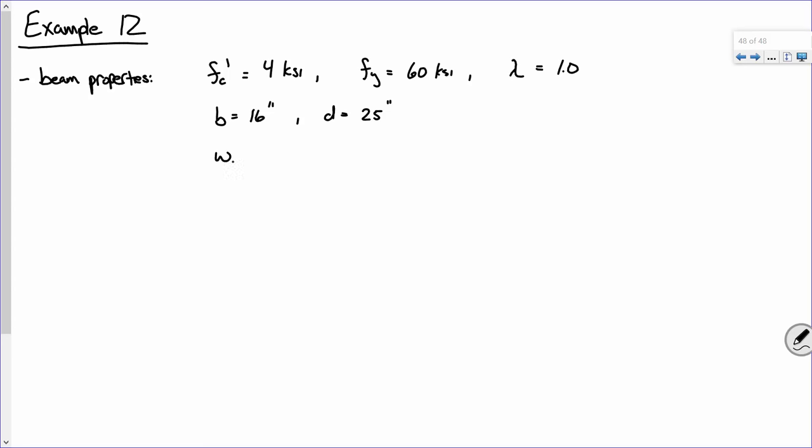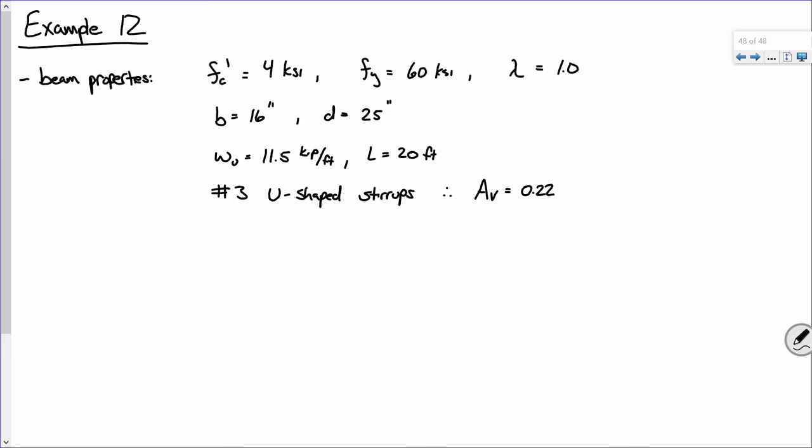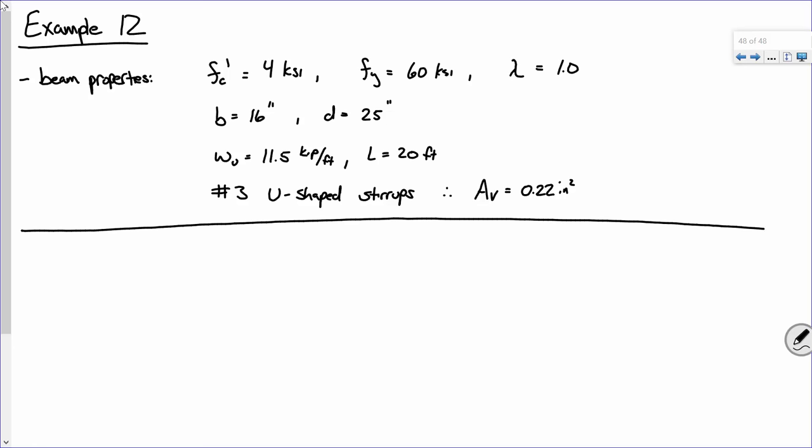Let's see, we have a distributed load, 11.5 kips per foot. Length is 20 feet. And then for this example, we're going to use number 3 U-shaped stirrups. Anybody remember what that's going to make Av? Remember, the area of a number 3 is 0.11. 0.22, there we go. All right. Everybody okay?